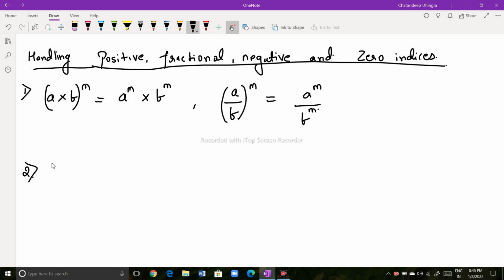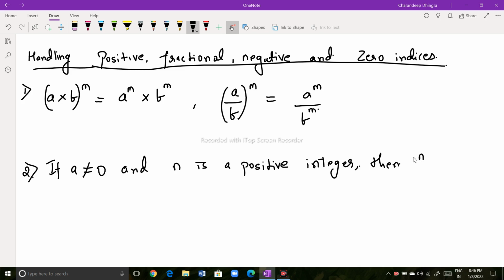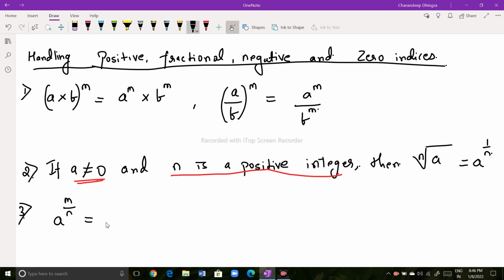Second, if A is not equal to 0 and N is a positive integer, then nth root of a can be written as a raised to 1 by n. So the only thing to remember is n should be a positive integer and a should not be equal to 0. The third point, if we have something like this, a raised to m upon n, this can also be written as nth root of a raised to m.